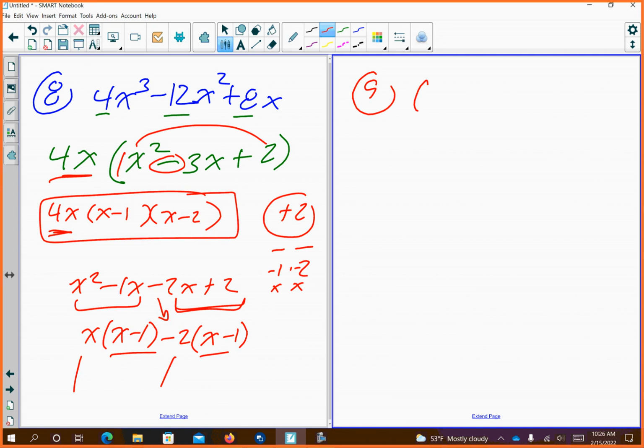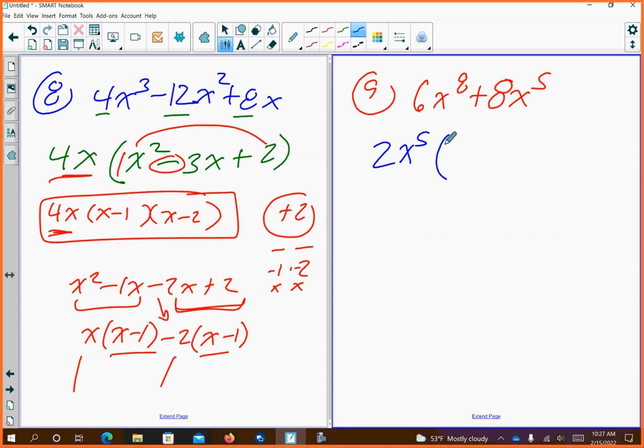Number 9, I have 6x to the 8th plus 8x to the 5th. Okay, there's only 2 terms. It's raised to weird exponents. What's the biggest number that goes into 6 and 8? 2. What's the maximum number of x's I can factor out of both terms? X to the 5th. Very good. Okay, because x to the 8th is x, x, x, x, x, x, x, x. X to the 5th is x, x, x, x, x. So I can factor out 5 of the x's.